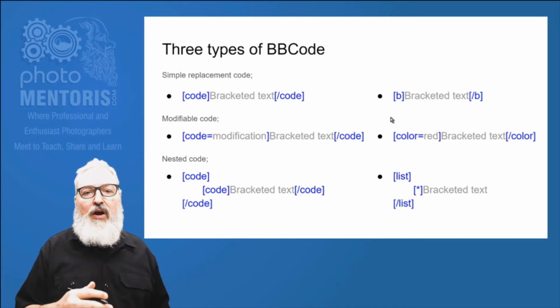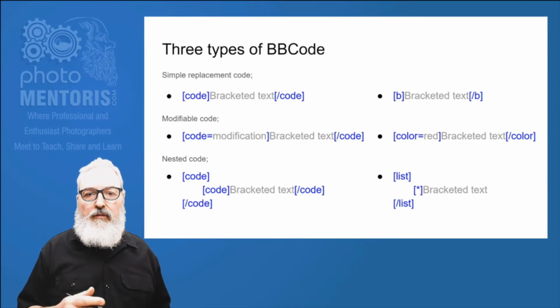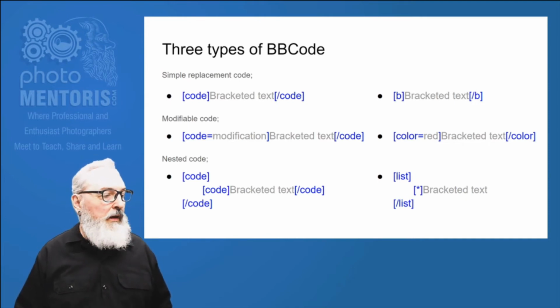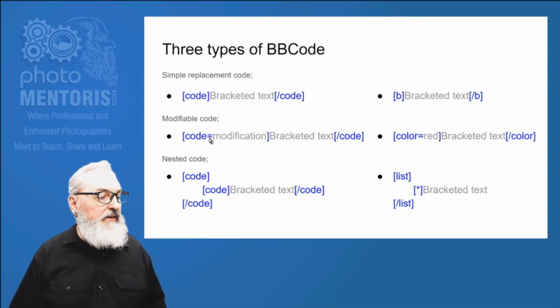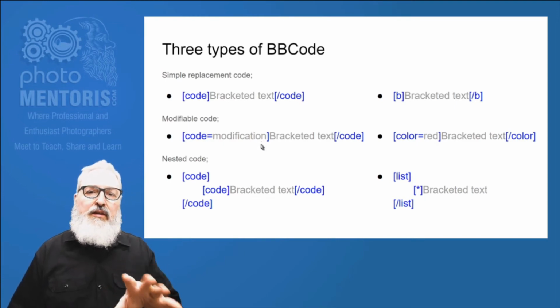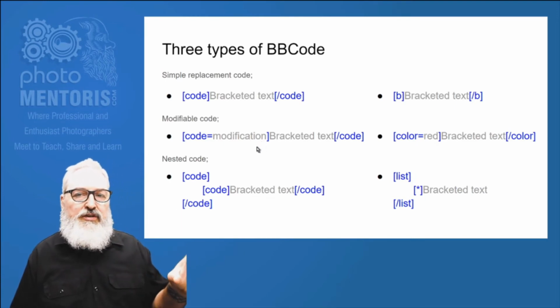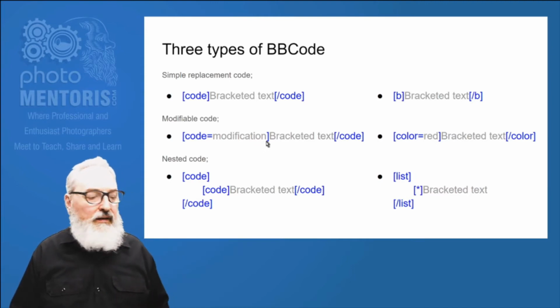The second version is what is called a modifiable code. This is code that requires an additional bit of information from you in order for the forum to render it properly. And these are typically identified where it has equal marks. It means that you need to provide some kind of information after that equal mark in order to process it properly. And I'll get into the nuances with the real live demonstration once we flip over to the website. I just want you to get an understanding of the types now.